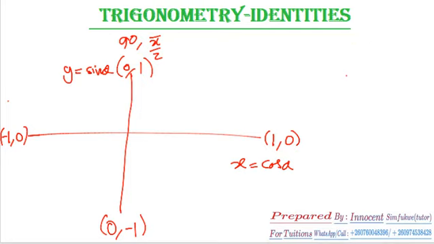Pi is the same as what? 180. So pi is the same as 180. You get? So when you say pi over 2, it is the same as what? 90, same as 180 over 2. You get? So it can also be written like that. So 90 can also be written as pi over 2.